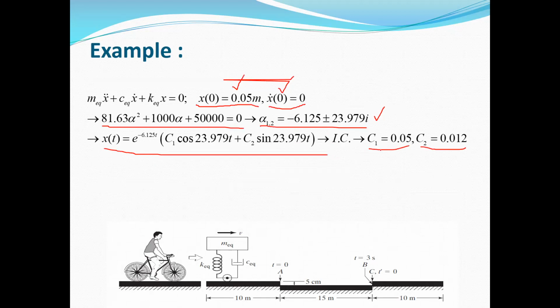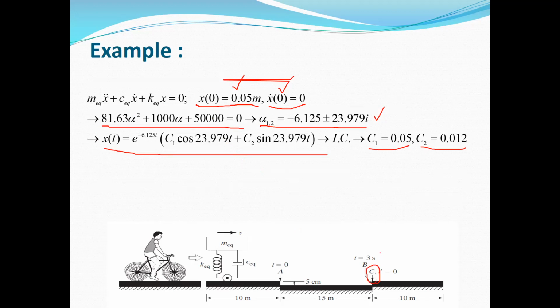So relate back to this here. This is c1 and c2 that you can obtain using the initial condition. Now you have x(t). The next step of this problem is to obtain the initial condition for point c.